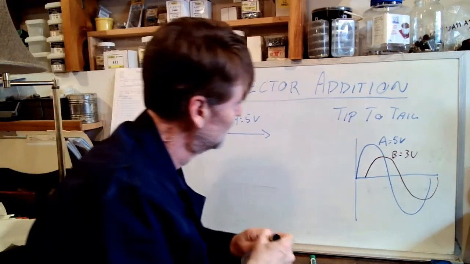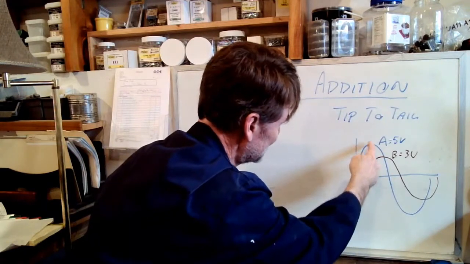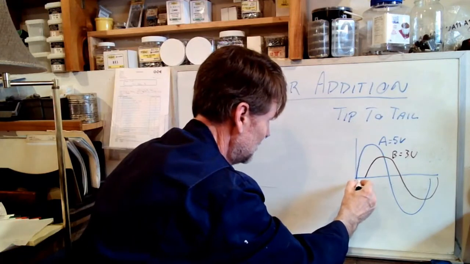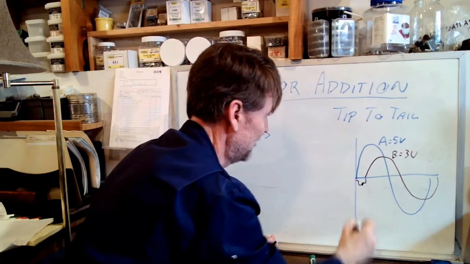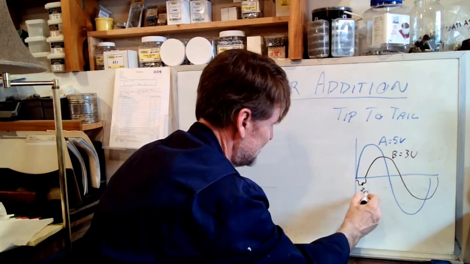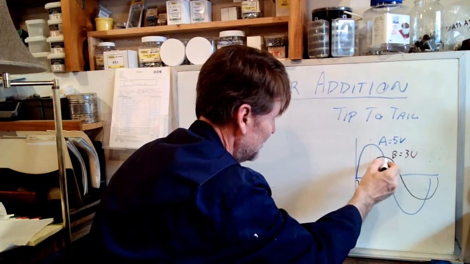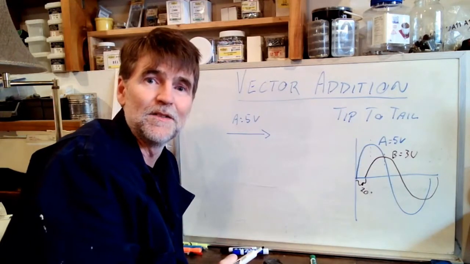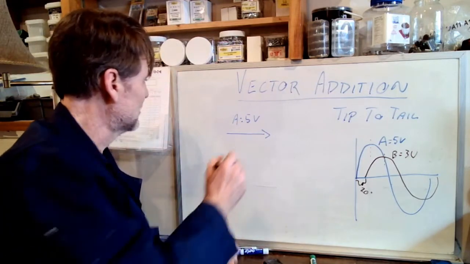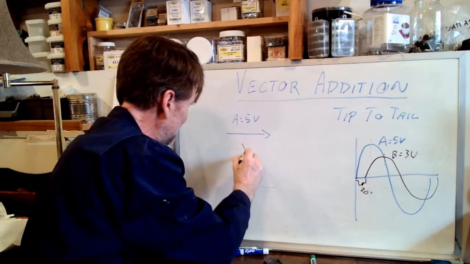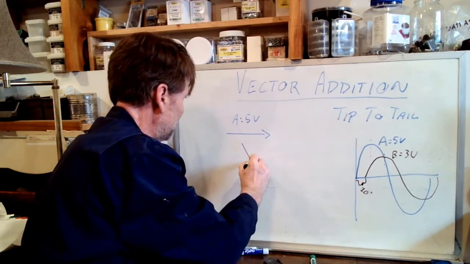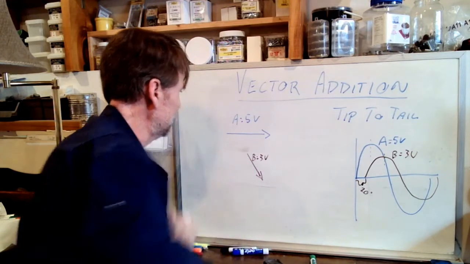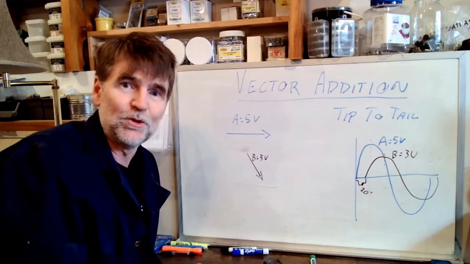I tried to draw this so that it looks like it's maybe about 60 or 70 degrees from there to there. Maybe that's 70 degrees. And so from there to there is that same 70 degrees. So we have a phase shift now of 70 degrees, which means vector B equals 3 volts. Maybe I'm going to make that a little bit shorter. There's vector B. How do we add those two together?